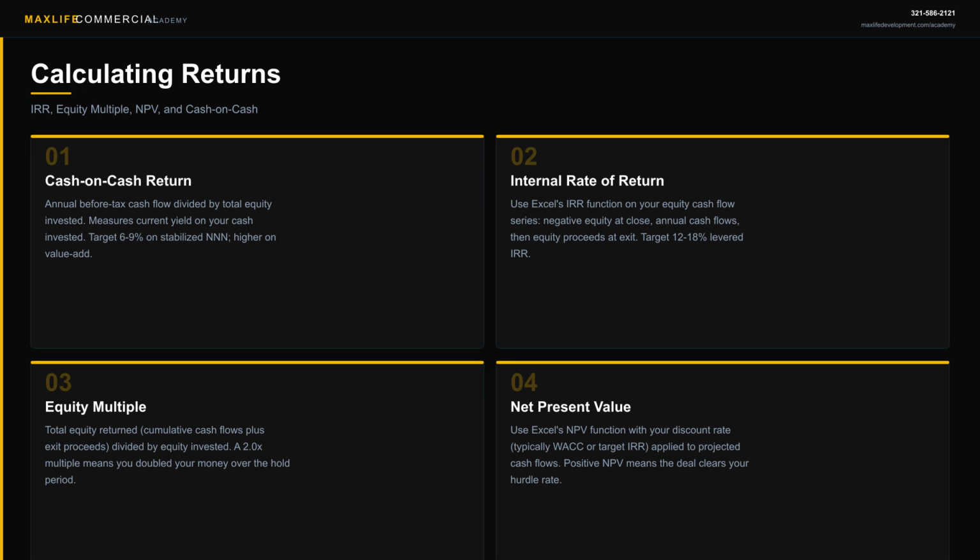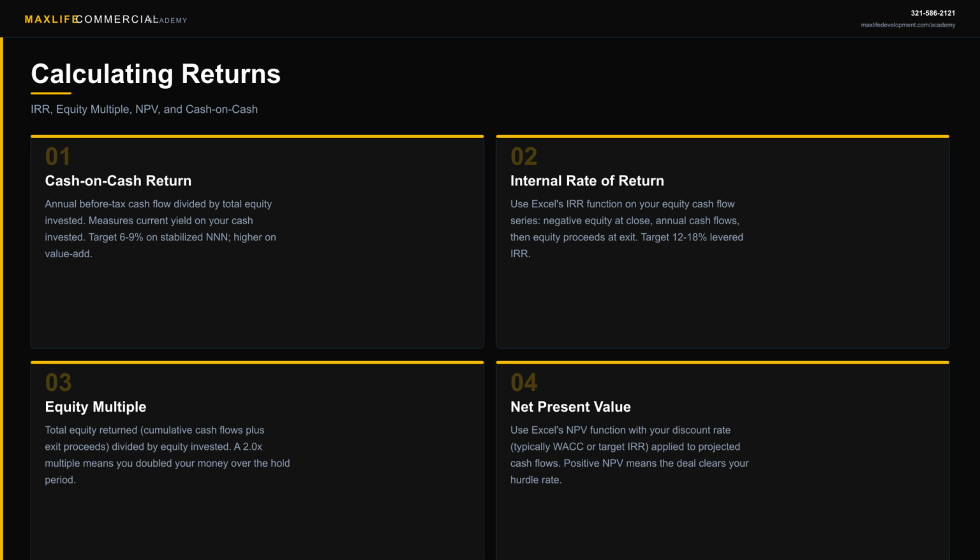For each year of your hold, divide the before tax cash flow by the total equity you invested at closing. If you put in $500,000 of equity and the property generates $40,000 of after-debt service cash flow in year one, your cash-on-cash return is 8%. This tells you what you are earning on your cash right now, independent of appreciation.